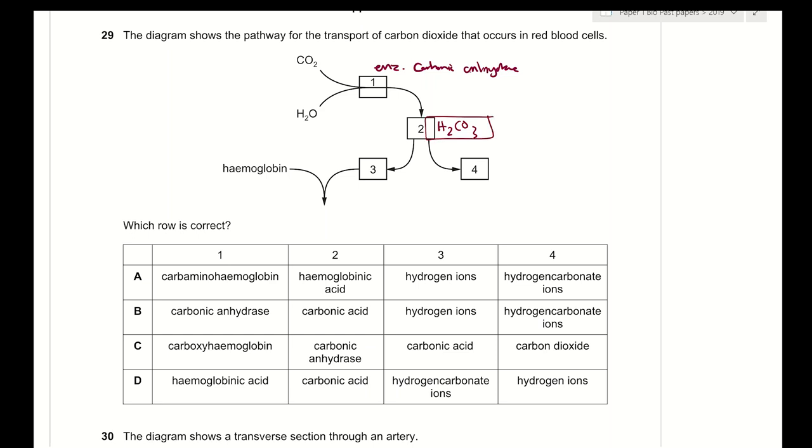Once the carbonic acid has formed, it dissociates into both hydrogen ions and bicarbonate ions. The reason why I put the hydrogen ions at 3 and the bicarbonate ions at 4 is because bicarbonate ions leave the red blood cell, while hydrogen ions combine with hemoglobin, forming haemoglobinic acid. Now, haemoglobinic acid has a lower affinity for oxygen, and therefore oxygen is released into body tissues. Now, let's see the suggestions that we have here. For 1, we have carbonic anhydrase, 2, carbonic acid, 3, hydrogen ions, and 4, hydrogen carbonate ions. Therefore, the answer is going to be B.